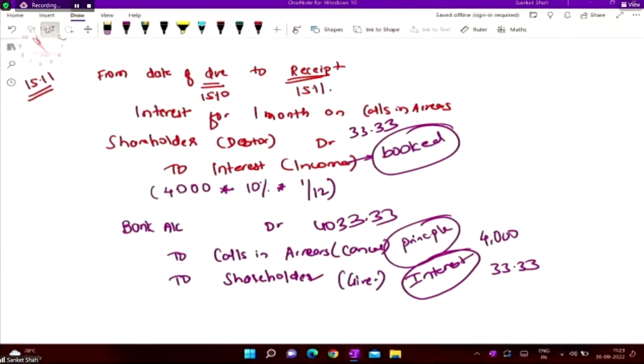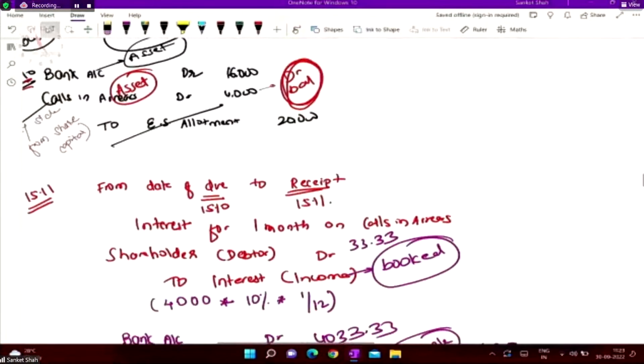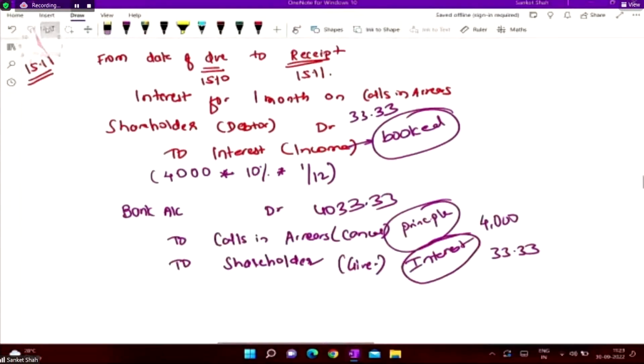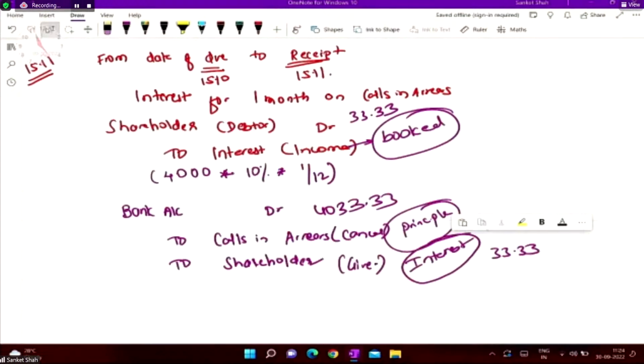And lastly, when you received the interest, before that the interest due entry, shareholder to interest, and then bank account debit to calls in arrears to shareholders. So how many entries are there, beta? First entry will be bank account debit, whatever was received, calls in arrears account debit to equity share allotment, and after that interest to shareholder, and then bank to calls in arrears to shareholder. Write it in the comment section. I want all these three entries.